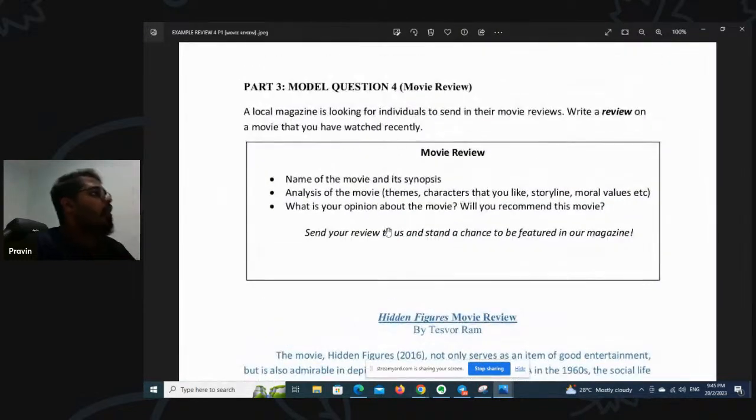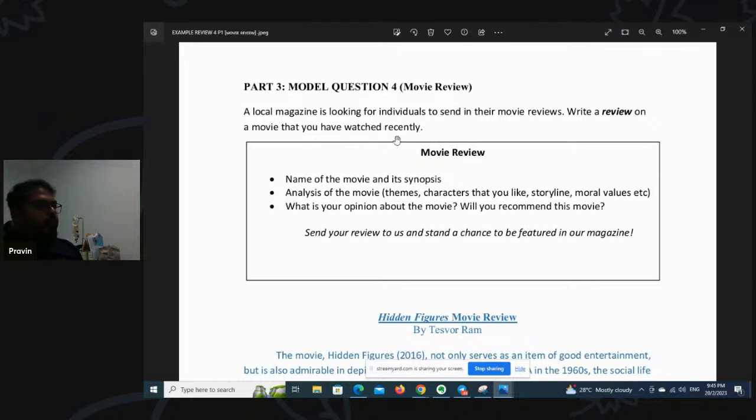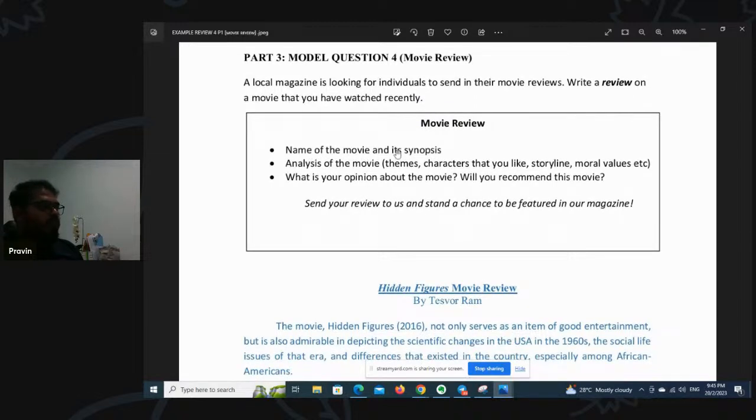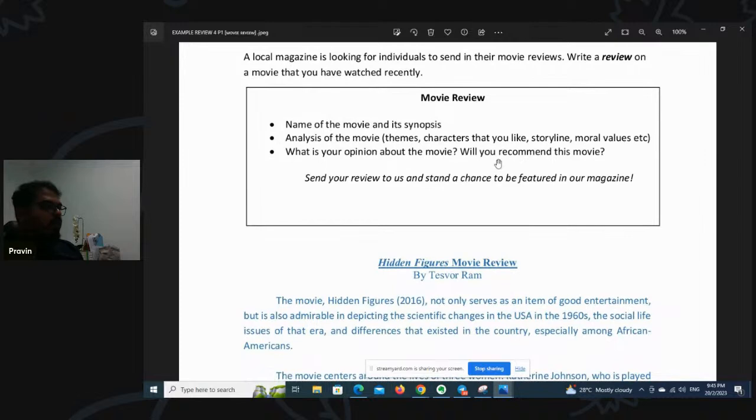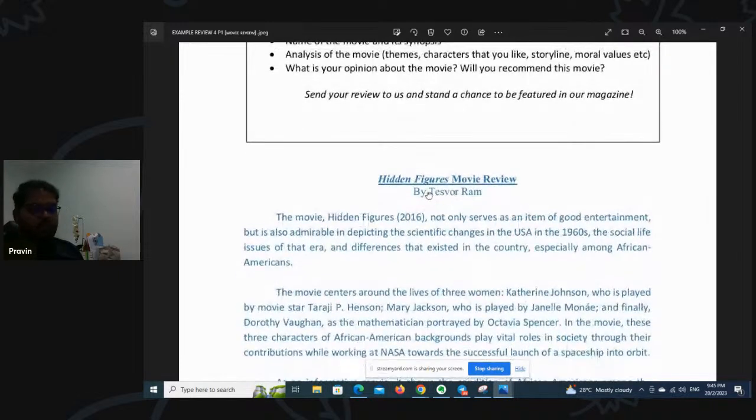Okay, so a local magazine is looking for individuals to send in their movie reviews. Write a review on a movie that you have watched recently. So the name of the movie and synopsis, analysis of the movie. Wow, this is akan jadi panjang lah. And what is your opinion about the movie? Okay, will you recommend the movie? Okay, let's look at cara dia jawab.